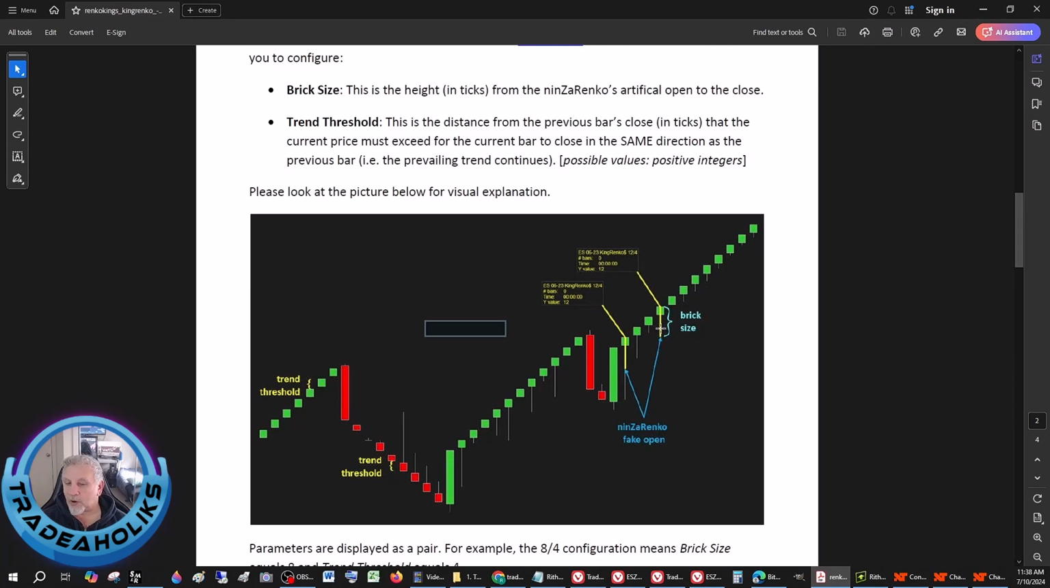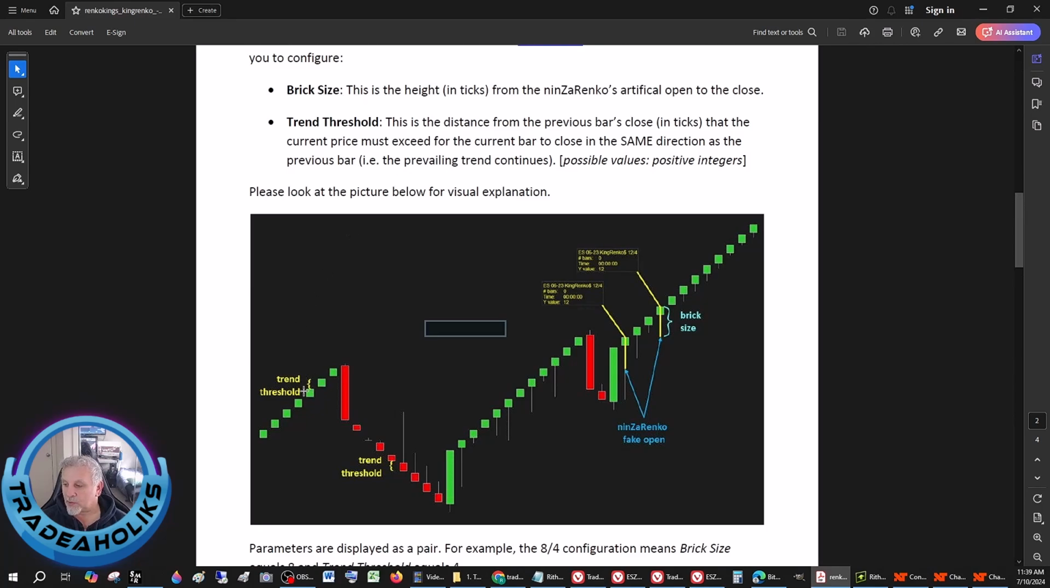So on my chart, I have a setting of what's called 12-4. 12 is the size in ticks of the candles, and 4 is the actual threshold. So you can see in this explanation, this is the distance from the previous bar's close in ticks that the current price must exceed for the current bar to close in the same direction as the previous bar. Right, so you can see there.